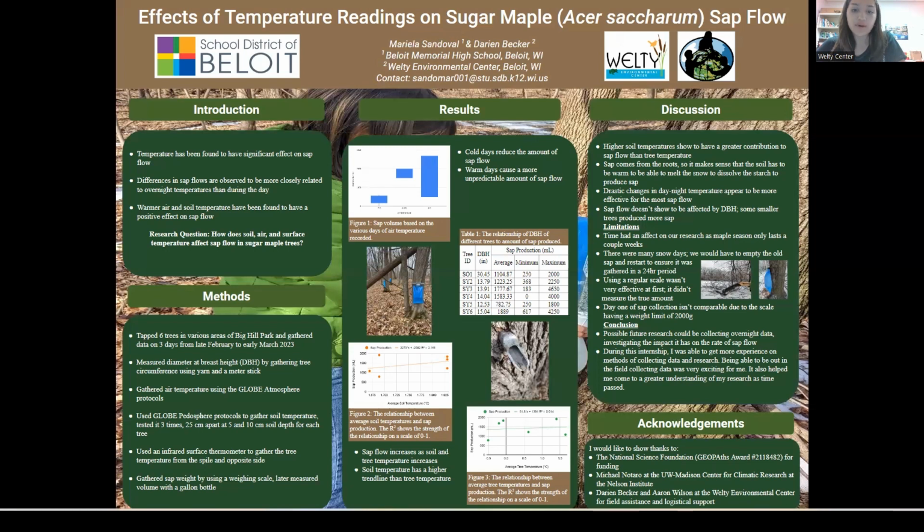Possible future research could be done by collecting overnight temperature data along with regular daily data collection and seeing how heavily sap flow is affected by overnight temperatures.